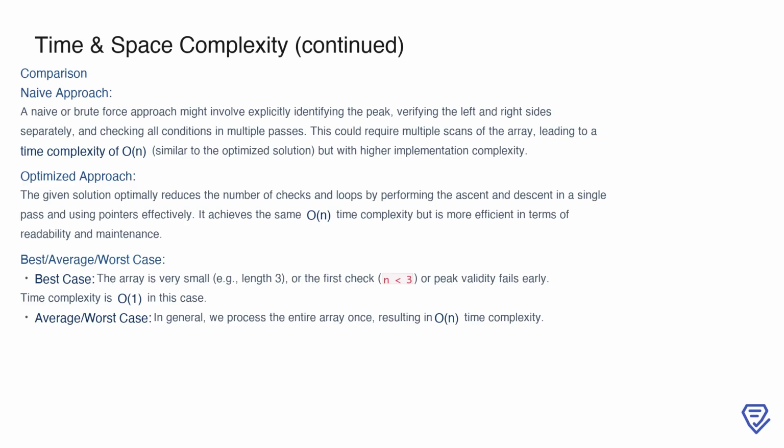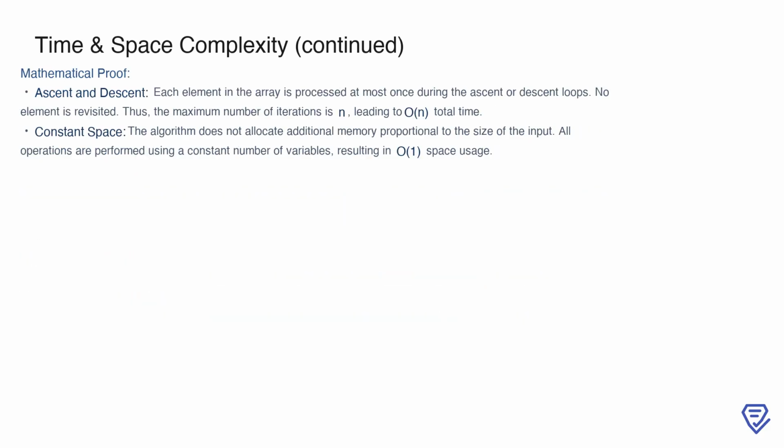In terms of best, average, and worst cases, the best case occurs when the array is very small or fails a condition early, requiring only O(1) time. In the average and worst cases, we process the entire array once, resulting in O(n) time complexity. From a mathematical perspective, each element in the array is processed at most once during the ascent or descent phases. No element is revisited, ensuring that the maximum total iterations across both loops is n, which confirms the O(n) time complexity.